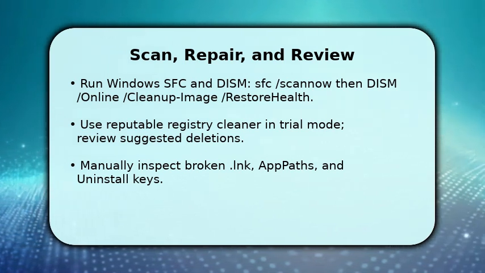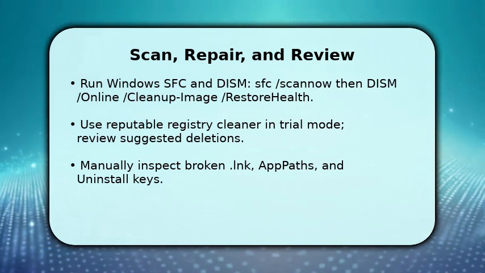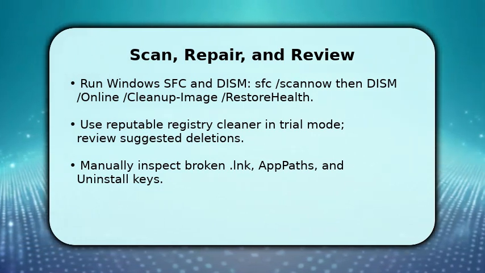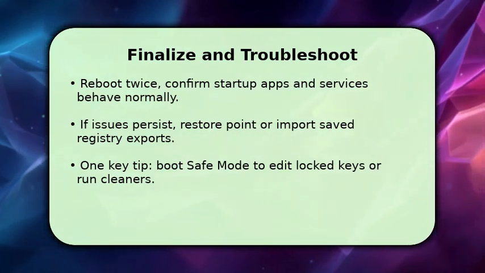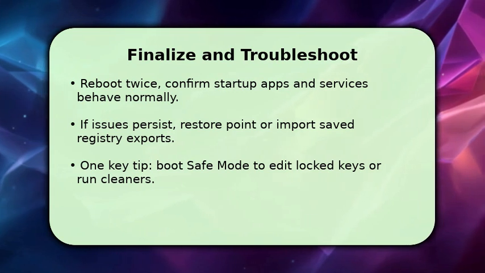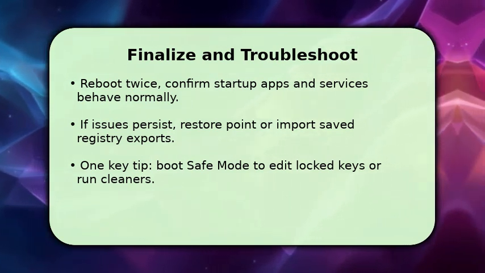Check permissions before saving. Once you finish, reboot twice and verify startup behavior, check Event Viewer for registry-related errors, and confirm apps open normally. If a problem remains, restore the system point or import your prior registry exports to undo risky changes.